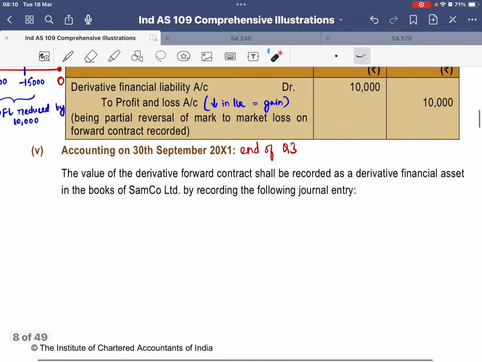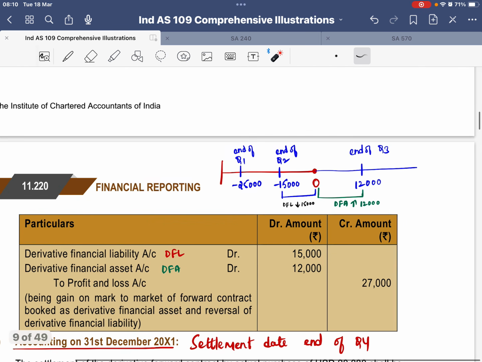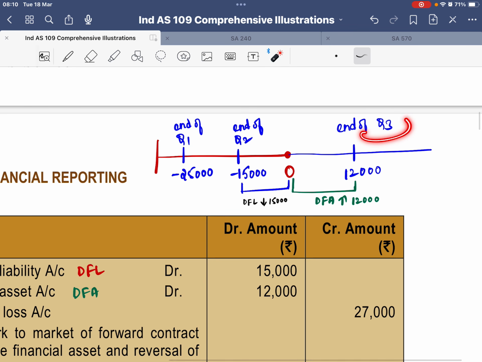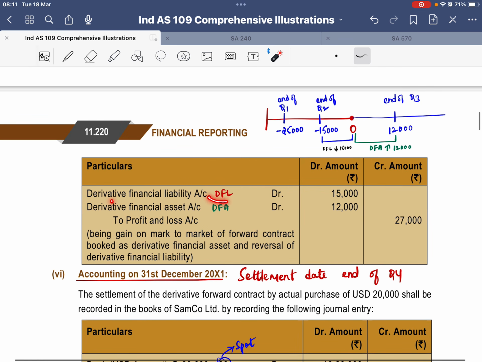Accounting on 30th September, end of Q3. At the end of Q3, it is 12,000 positive, which means 15,000 of DFL has been reduced and derivative financial asset is increased by 12,000. Derivative financial liability account debit 15,000, derivative financial asset 12,000, profit and loss account 15 plus 12, 27,000.